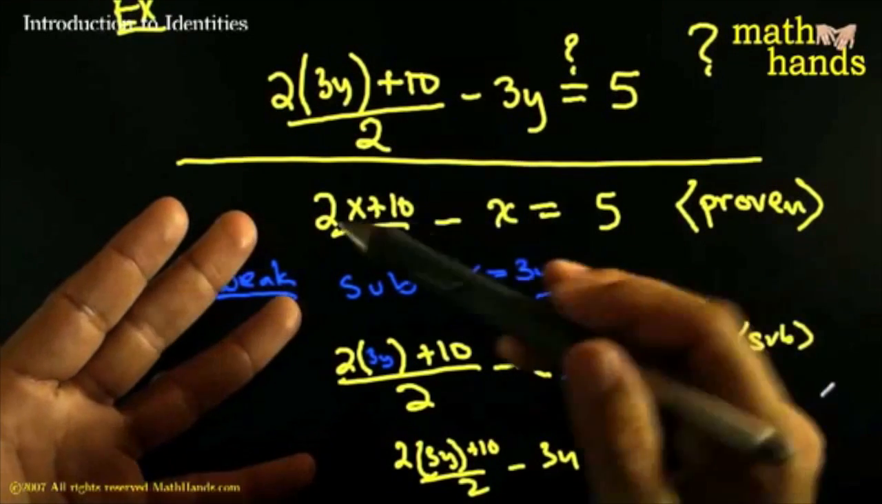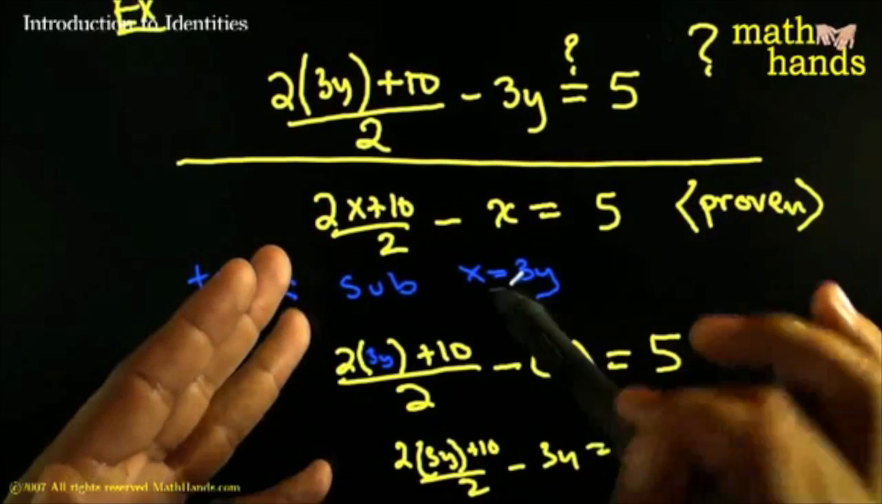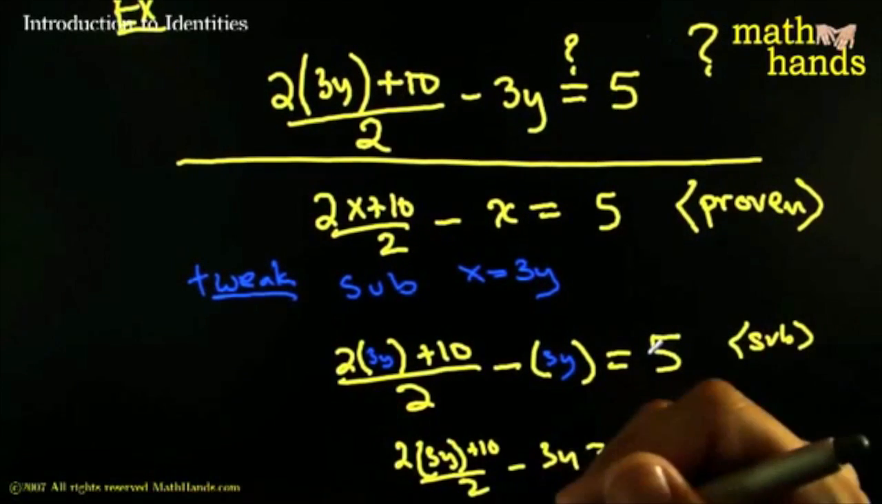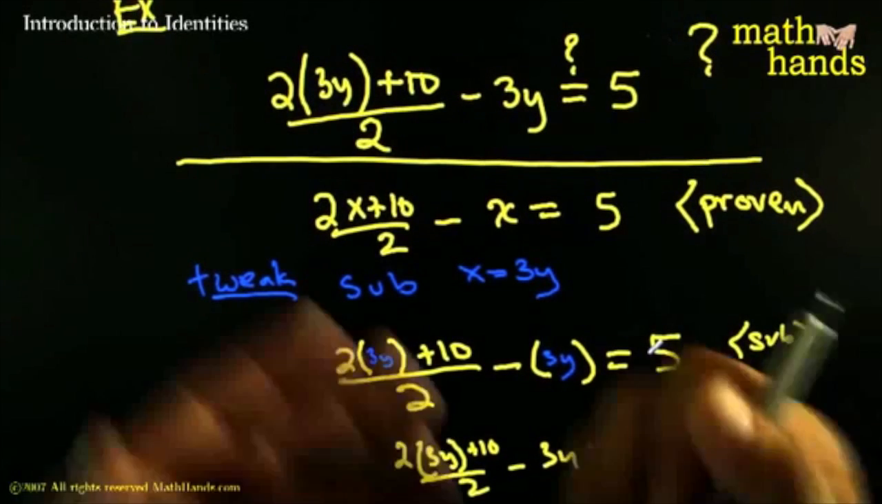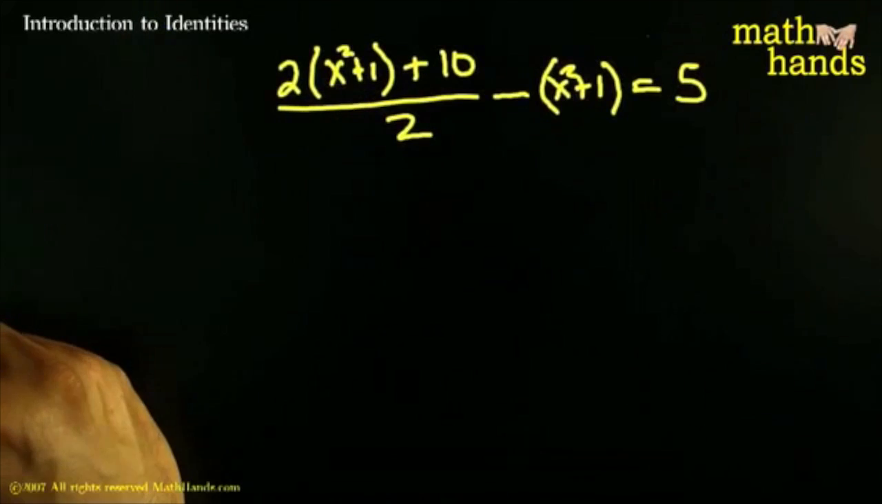The simple idea was to start off with a known identity. You make a little substitution, and this is still an identity. This is true for all values of y. Does that make sense? It's easy. This is a tweaking. The tweaking is probably the easiest one.